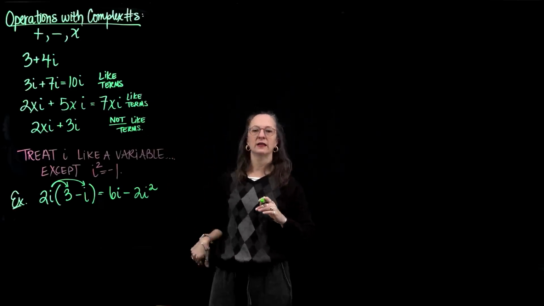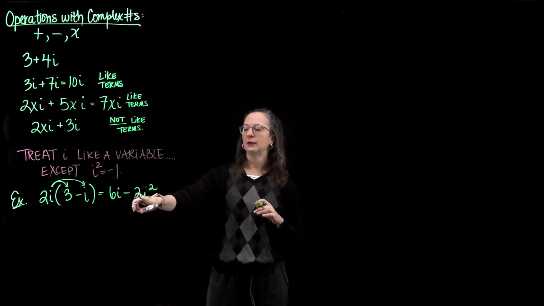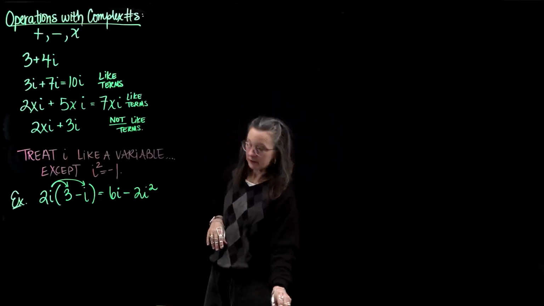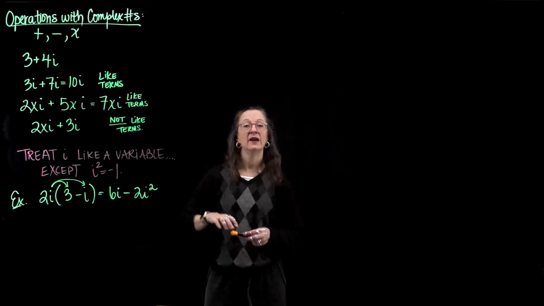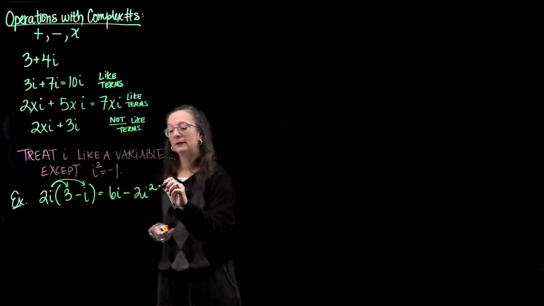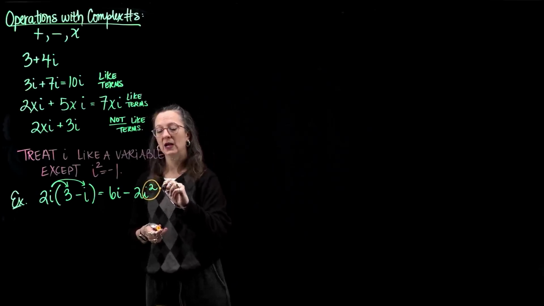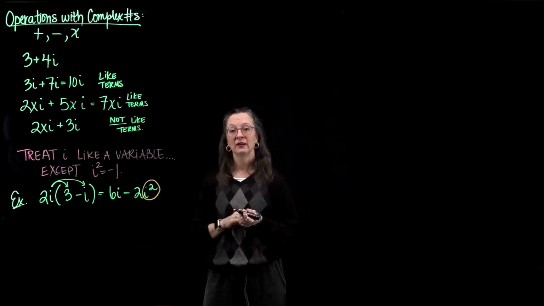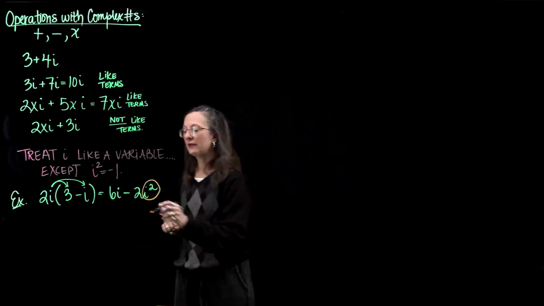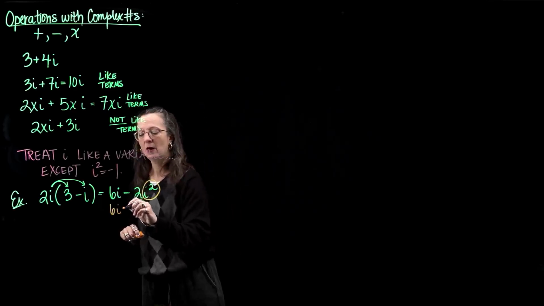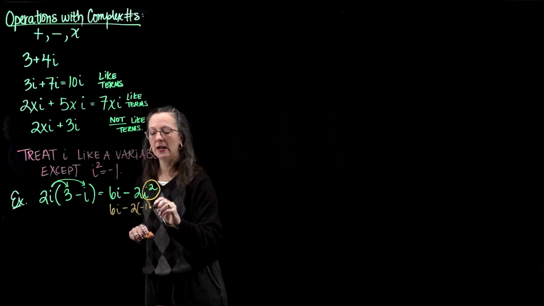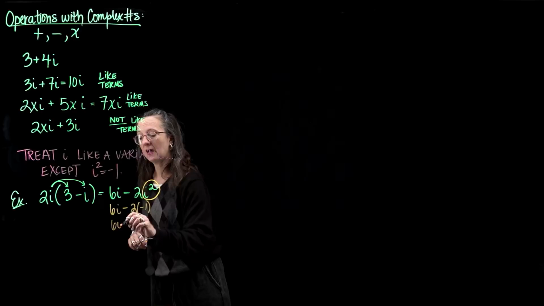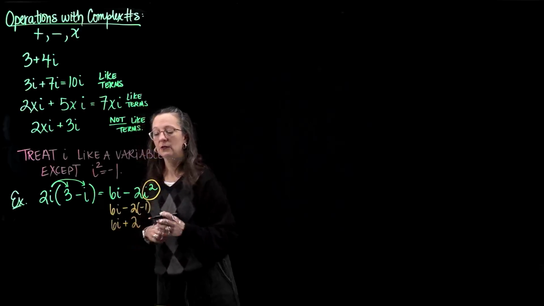All right, so far so good. We treated i like a variable. I cannot combine these two things because they're not like terms, except for now I have an i squared. So in place of my i squared, I am going to write what i squared is equal to, -1. I'm going to rewrite this as 6i minus 2 times -1, which would be 6i plus 2.